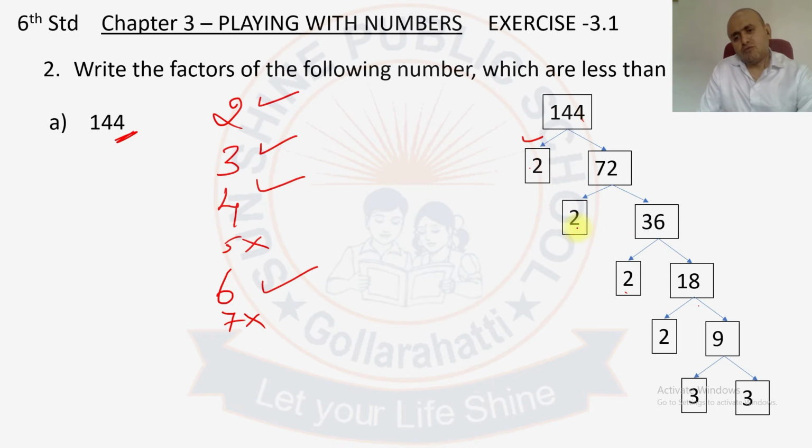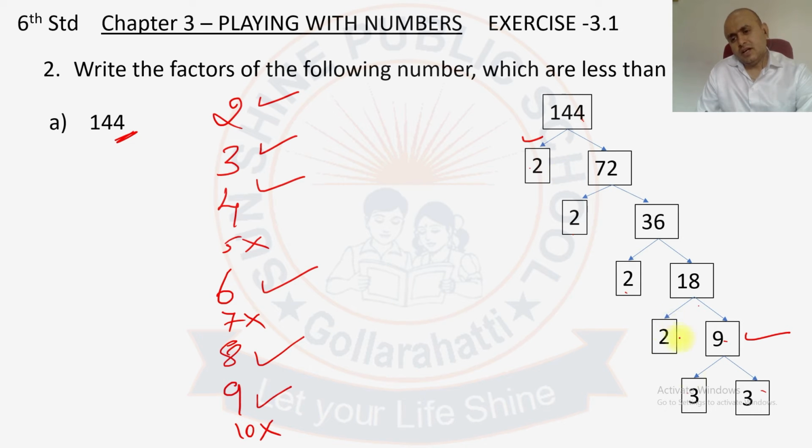8, 2 2s are 4, 4 2s are 8. So yes, 8 is also a factor. 9, so 9 yes, 3 3s are 9. 9 ಬಂದಿದೆ. 9 is also a factor. 10 ಇದೆಯಾ ಇಲ್ಲಾದ್ರೂ? 3 2s are 6 ಆಗುತ್ತೆ. 6 2s are 12 ಆಗುತ್ತೆ. So 10 ಬರಲ್ಲ. 2 2s are 4, 4 2s are 8. So we didn't get 10. Therefore 10 is not a factor. 11 ಇಲ್ಲ.